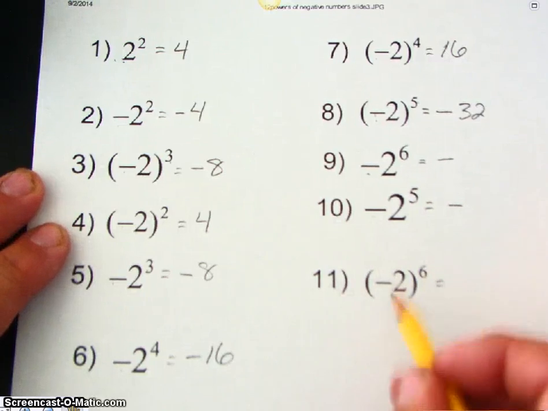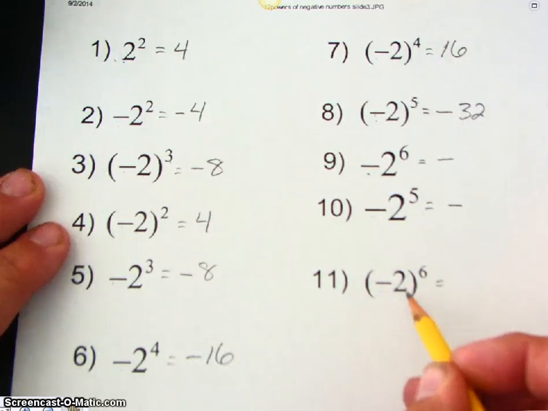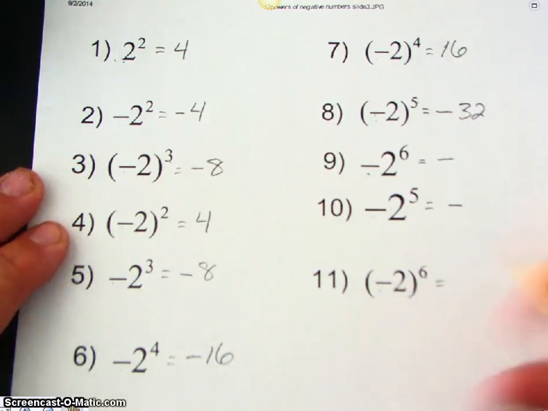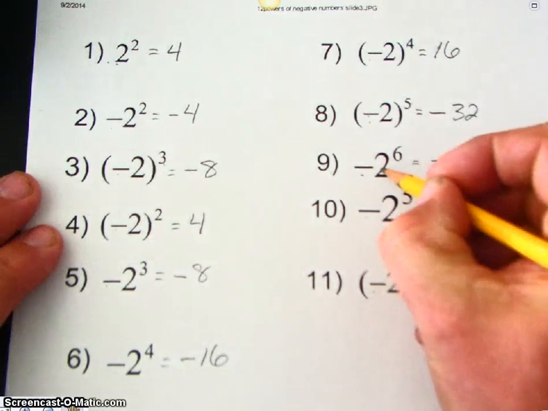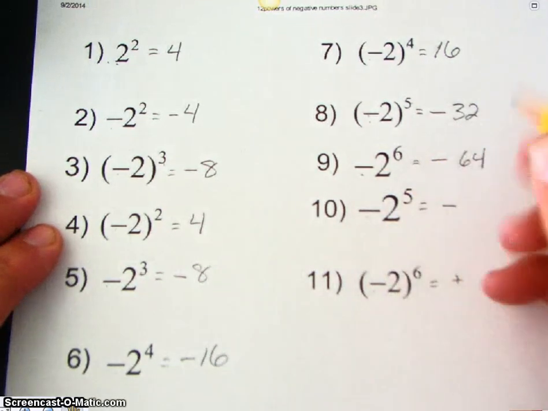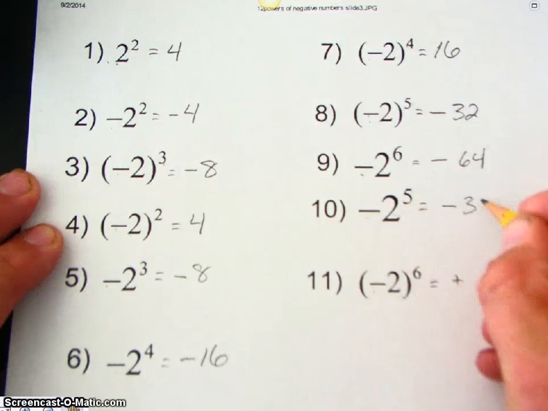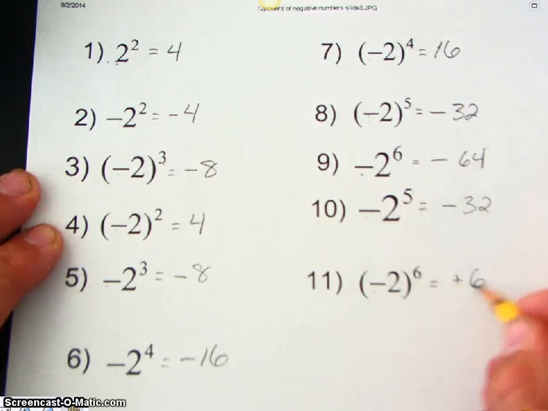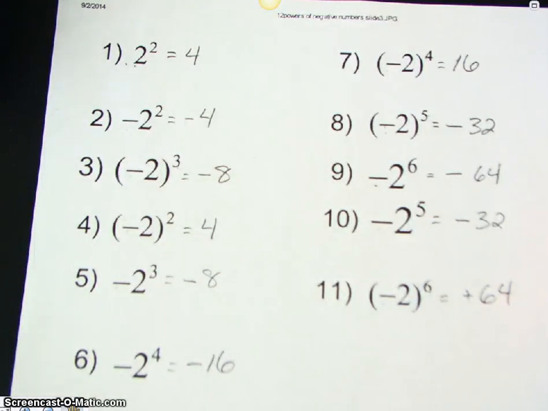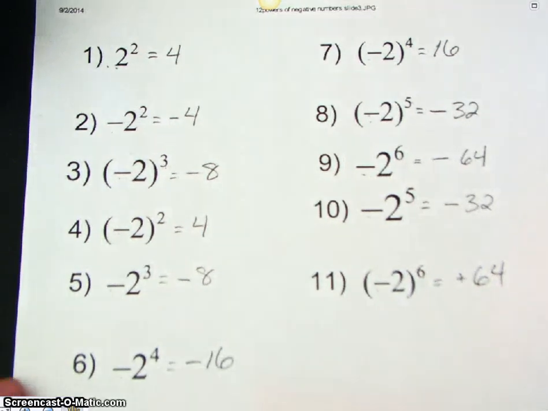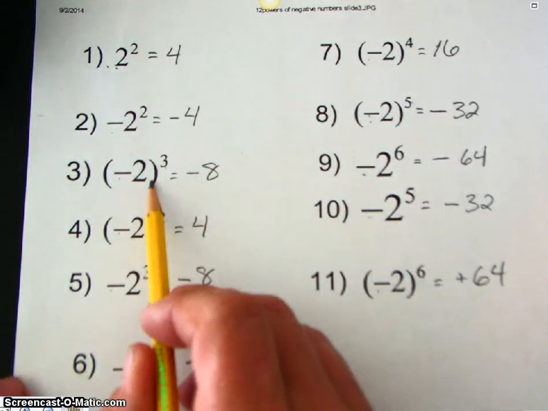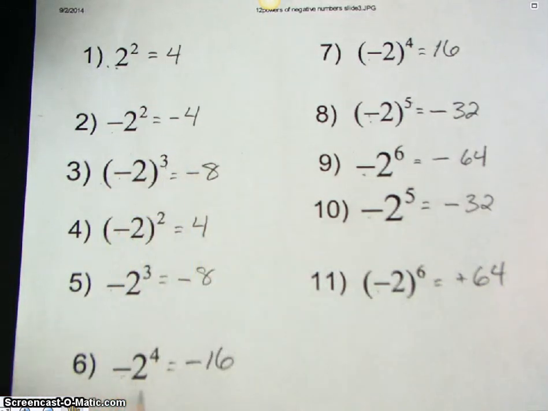Number 11, negative is inside the parentheses and it's an even power, so I know my answer is going to be positive. So 2 to the 6th is 64. 2 to the 5th is 32. 2 to the 6th is 64. So that's how you deal with negatives and with parentheses. It's all about the location of the negative.